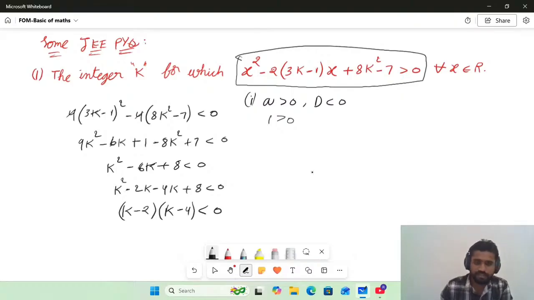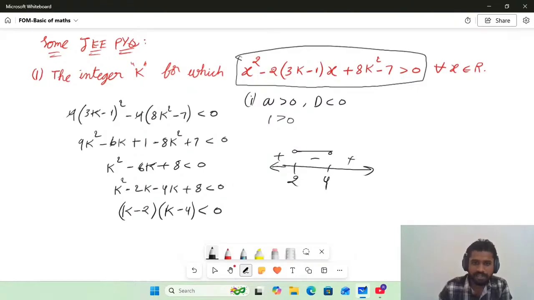What is the solution for k minus 2 into k minus 4 less than 0? By using the wavy curve method, we have already seen a lot of questions. So 2 is one root and 4 is one root. Here plus, here minus, and here plus. So the less than 0 interval is from 2 to 4.